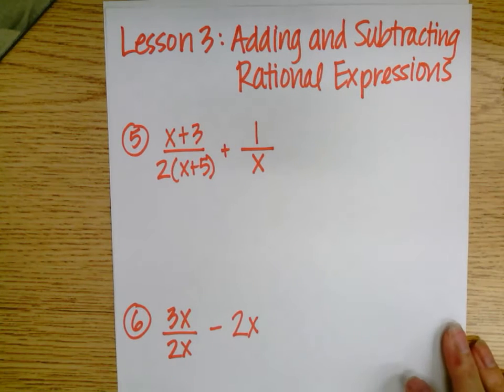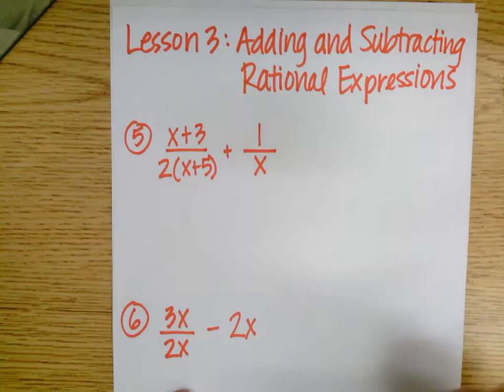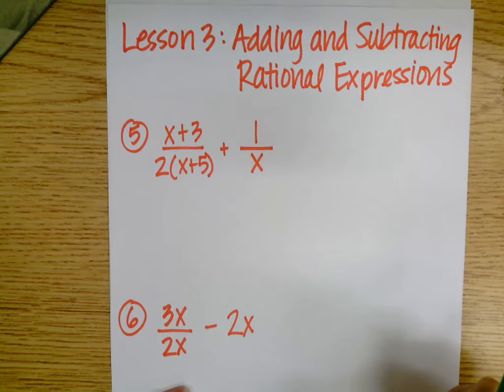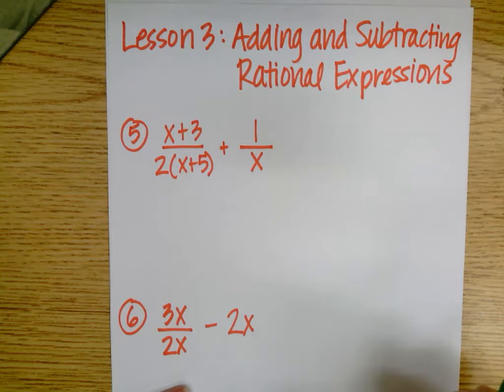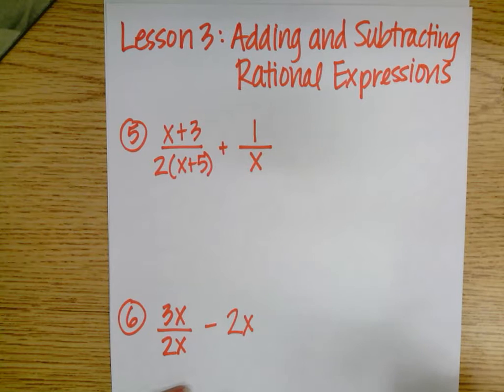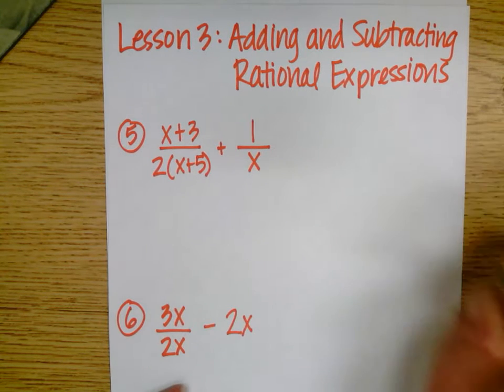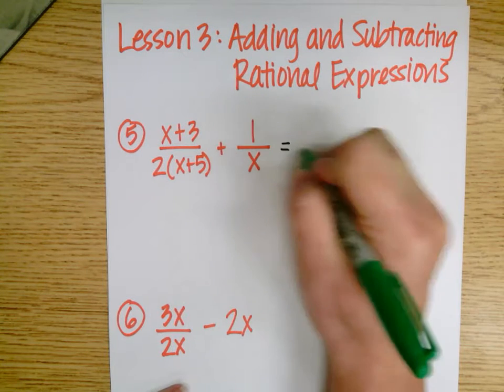Alright, welcome back. This is lesson 3, adding and subtracting rational expressions. I have problems number 5 and 6. You can try practicing them yourselves. Remember, you've got to find a common denominator, and you've got to try to simplify your fraction once you bring things together. So let's look at a common denominator for this one.